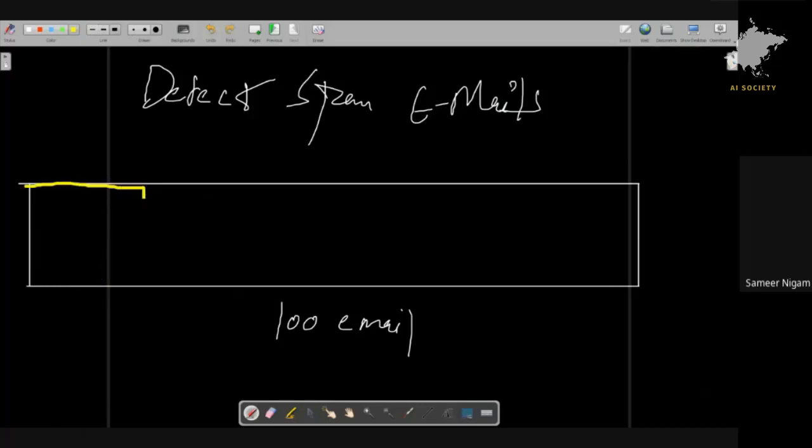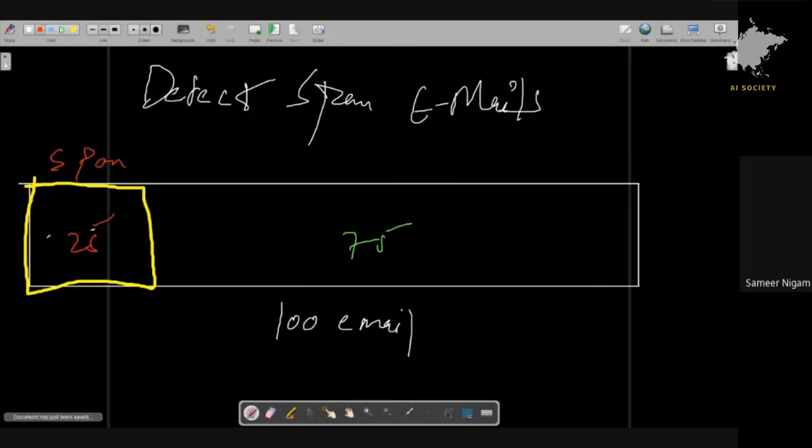So 25 of them were spam and the rest 75 were not spam. Here it is, 25 spam emails out of these 100, and the rest 75 are not spam. So that is how your data set looks like. You have 100 emails with you, and out of them, 25 are spam and 75 are not spam.